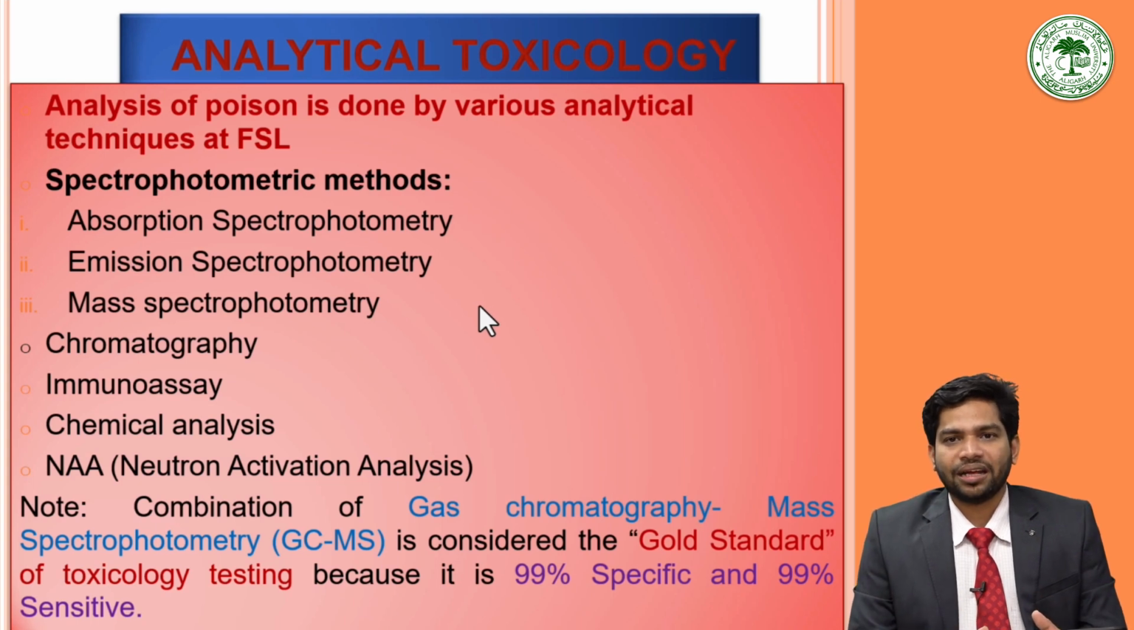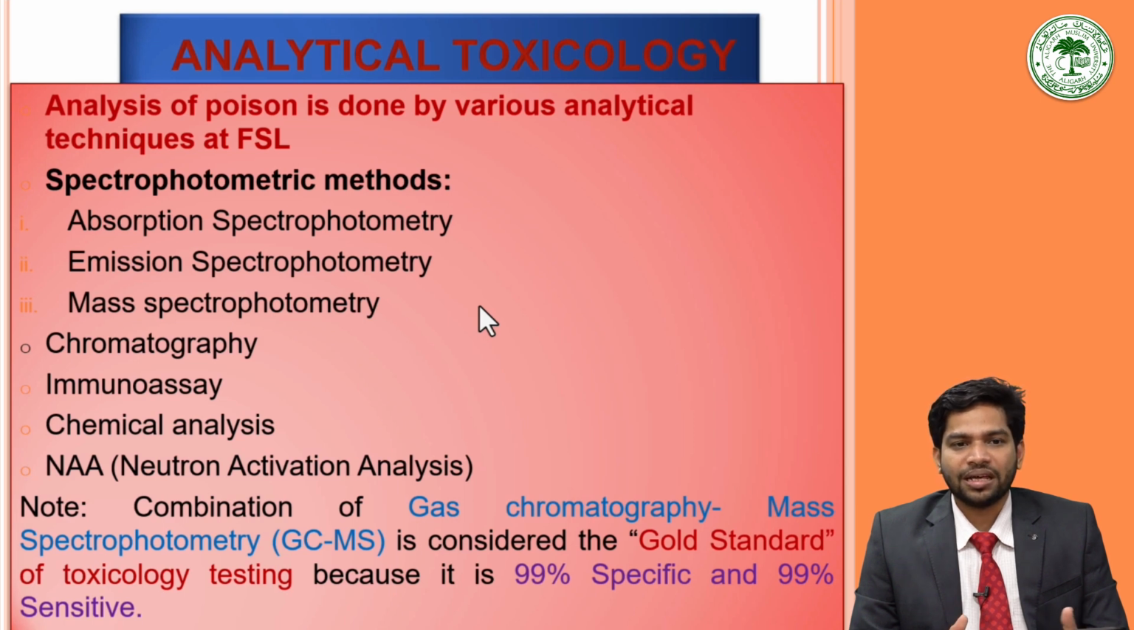Then coming to the analytical processes. For the analysis of poison in the forensic science laboratories, various analytical methods are applied that can be categorized into qualitative and quantitative methods. Qualitative methods include chromatography, whereas the quantitative methods, along with the qualitative methods, can be through spectrophotometry. Under spectrophotometry, there are different types: absorption spectrophotometry, emission spectrophotometry, mass spectrophotometry. They will be studied in detail. Then chromatography, then immunoassays, then chemical analysis, certain chemical reagents that are applied for the analysis of the poison. Then neutron activation analysis. We will study the analytical methods in these steps.